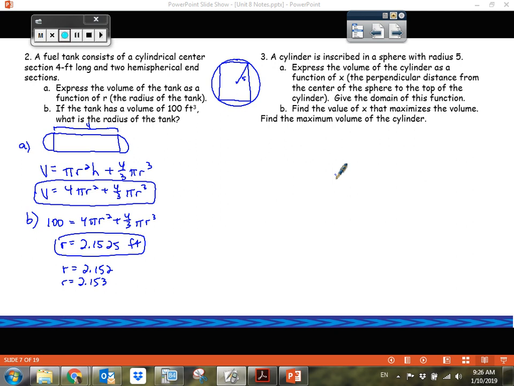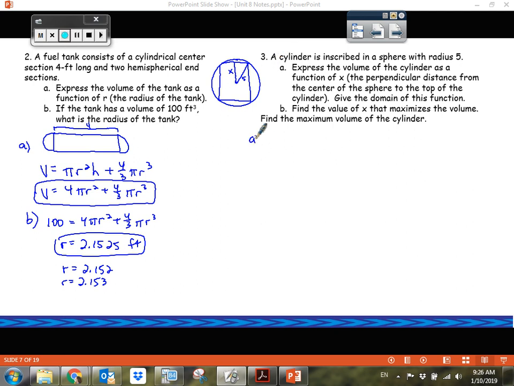Express the volume of the cylinder as a function of x. And they tell us what x is. We don't get to pick what x is. X is the perpendicular distance from the center of the sphere to the top of the cylinder. Okay, so if I go to the center of the sphere to the top of the cylinder, that distance is x. Okay, that's what x is. We don't get to pick.